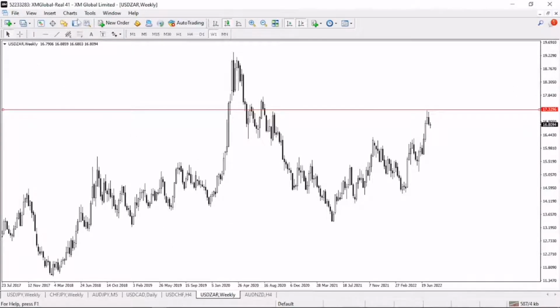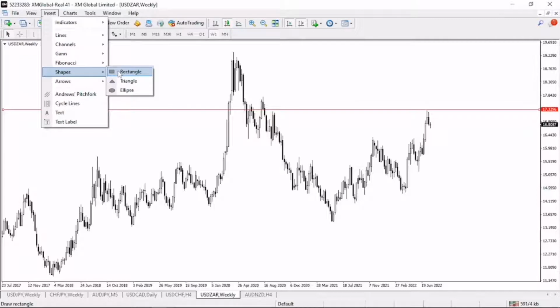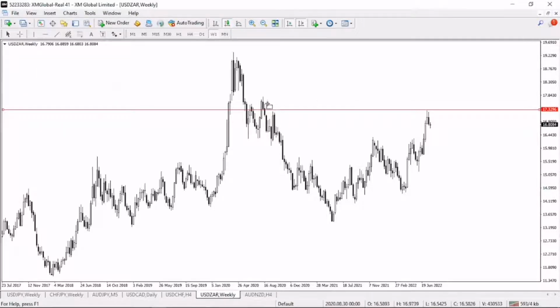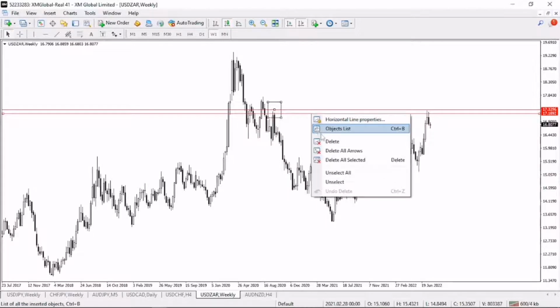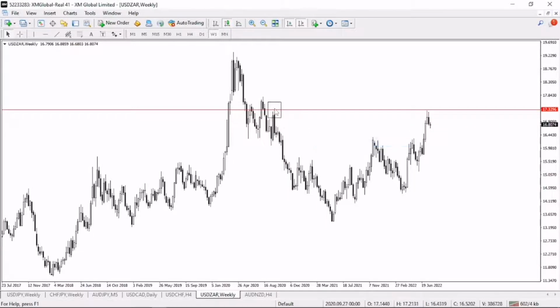So let me just grab my rectangle. Wait, give me a second, guys. Just give me a second. Let me just. Okay, yeah. Let me grab my rectangle. So as you can see, let me just copy this one. Yeah, so this is what we have right there.